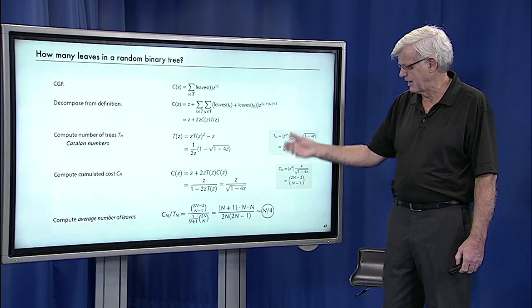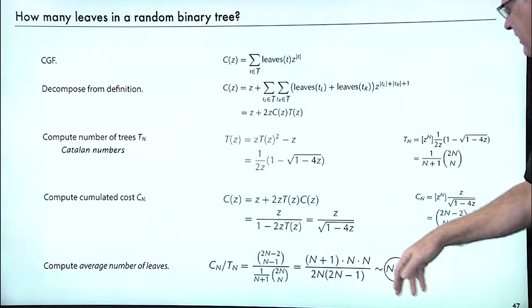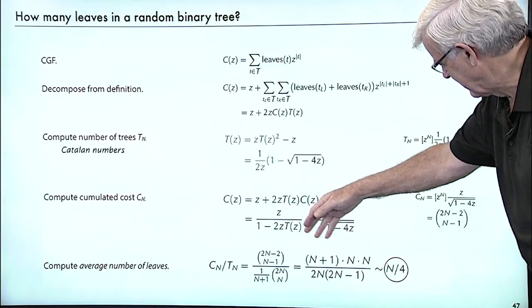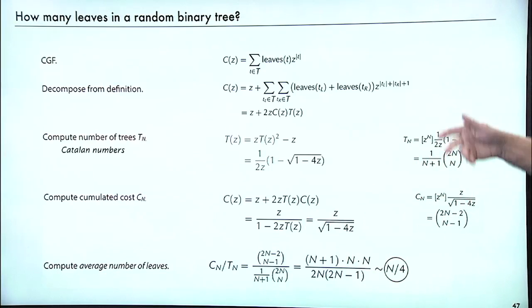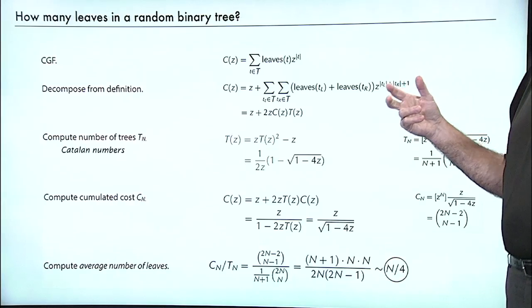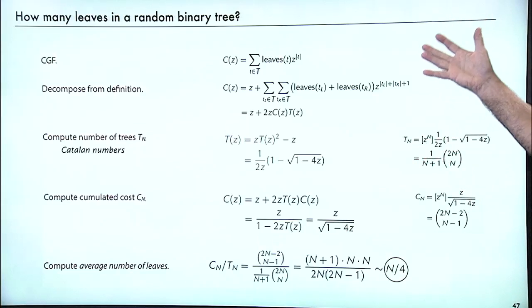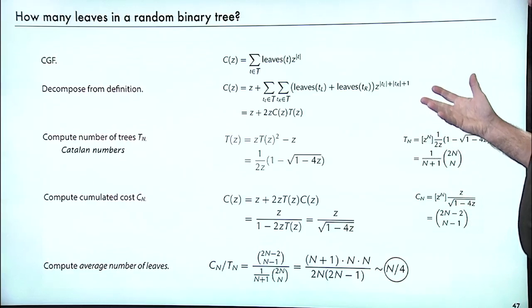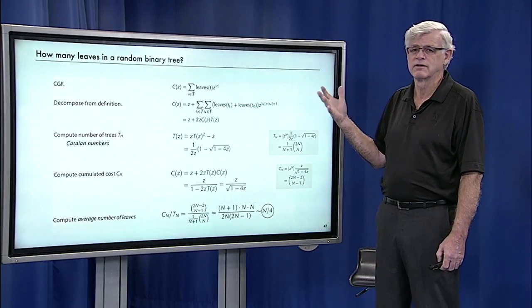And if you divide those two, almost everything cancels except for an n plus 1 times n on the top, 2n times 2n minus 1 on the bottom. So that's 3 n's and 2 n's, and that's asymptotic to n over 4. So about a quarter of the nodes in a random binary tree are leaves. And that's an example of the use of accumulated generating functions to discover the average cost of a quantity.